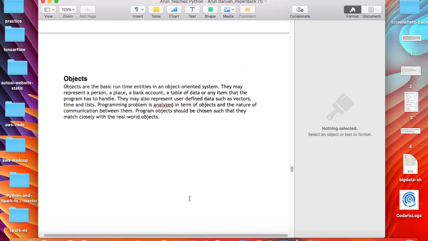Okay, so objects are the basic runtime entities in the object oriented programming system. Okay, so they may represent a person, a place, a bank account, okay, a table of data, or any item, you know, that the program has to handle. They may also represent user defined data types such as the vectors, types, list, and so on.